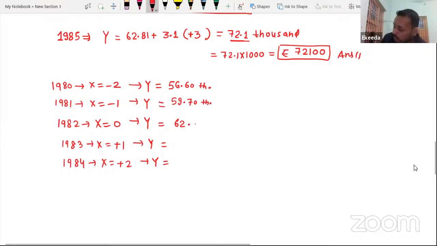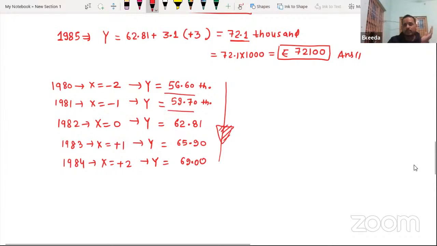62.80 or 81. This will be 65.90, and this is going to be 69.00. So you can see that we have got a trend data, that is an increasing data. For each of the year the forecaster thinks that the sales is going to increase. You can see it is increasing in nature.